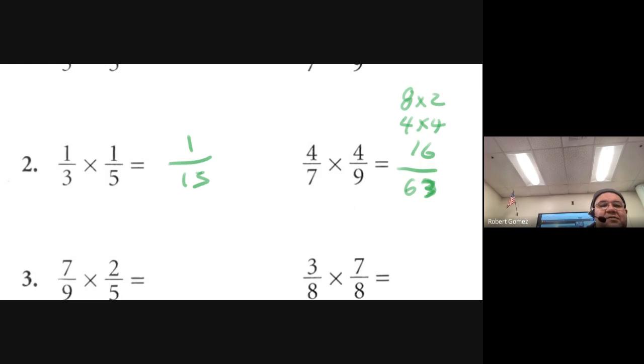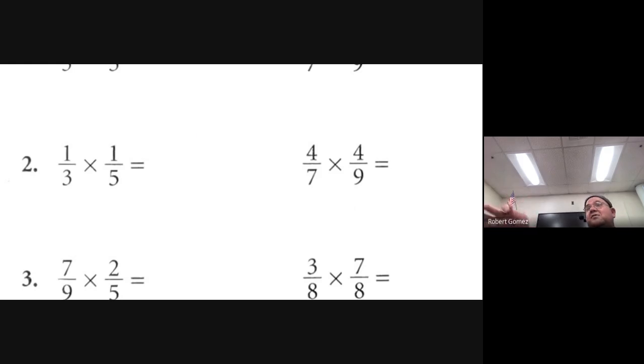So 63, there's only 7 and 9. I don't think there's anything else that makes 63. So I think 63 is as low as we can go on this one. And that is fine. At some point you're going to get some like that, but that's how I reduce. So there's kind of two methods. The other one, we could talk about it when we come back.